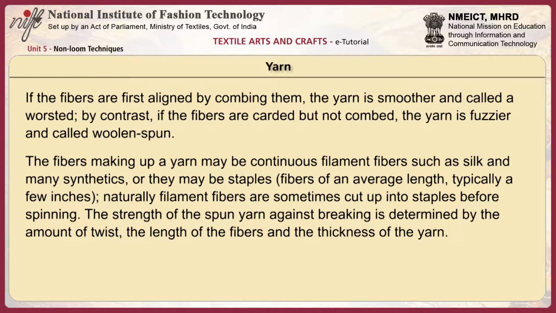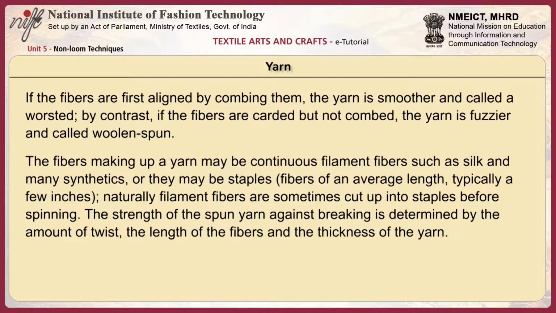If the fibers are first aligned by combing them, the yarn is smoother and called a worsted. By contrast, if the fibers are carded but not combed, the yarn is fuzzier and called woolen spun. The fibers making up a yarn may be continuous filament fibers such as silk and many synthetics, or they may be staples, fibers of an average length, typically a few inches. Naturally, filament fibers are sometimes cut up into staples before spinning.